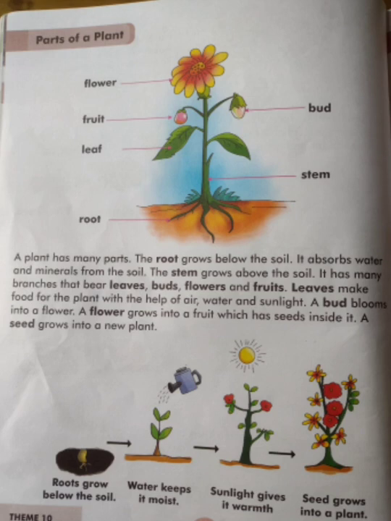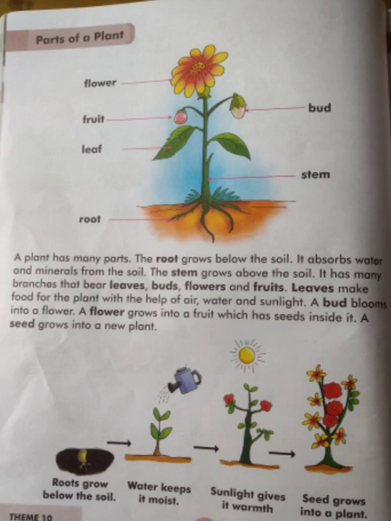A flower grows into a fruit which has seeds inside it. Yes, when the flower grows it has seeds inside it, then a seed grows into a plant. The seeds which are inside the fruit will grow again into a new plant. And here, see, this is a picture.